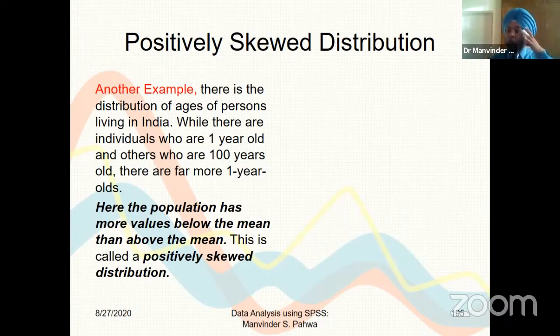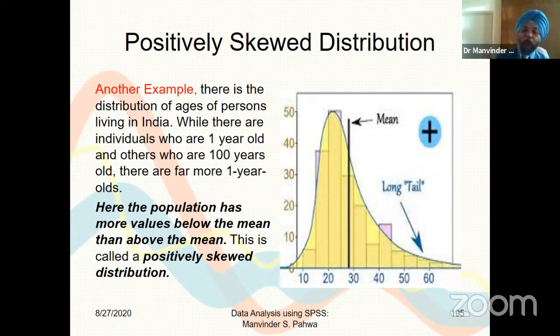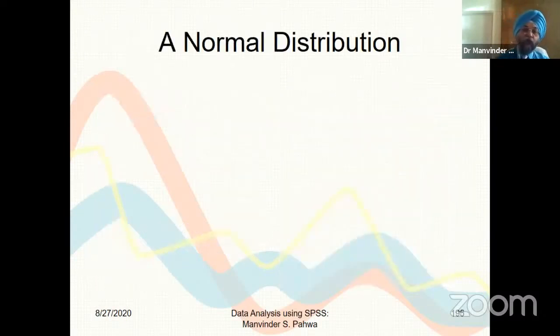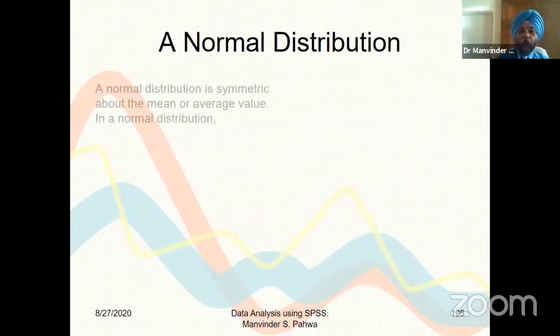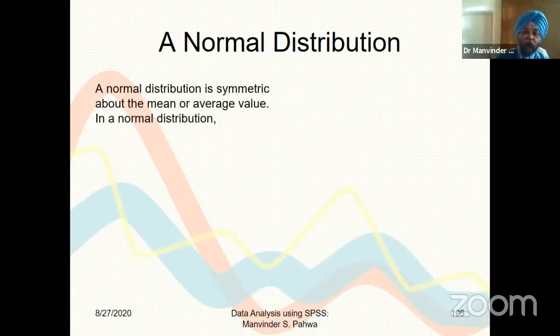Another example of a positively skewed distribution is the distribution of ages of the persons living in India. While there are individuals who are 1 year old and others who are 100 years old, there are far more 1 year olds. So here the population has more values on one side of the mean, and that's why it is called a positively skewed distribution, and the tail will be longer towards the right hand side. In a normal distribution, the distribution is symmetric about the mean or the average value.